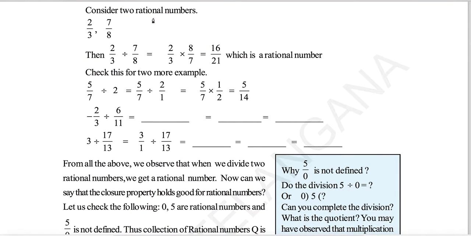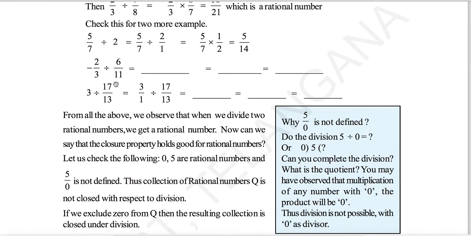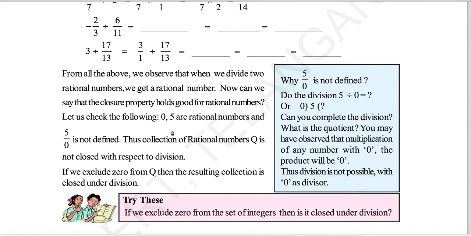Division, consider two rational numbers. Divide, still you are getting one more rational number, but the problem comes here with 0. See this division: 0 and 5 are rational numbers, and 5 by 0 is not defined. Thus, the collection of rational numbers is not closed with respect to division. If we exclude 0 from Q, then the resulting collection is closed under division.